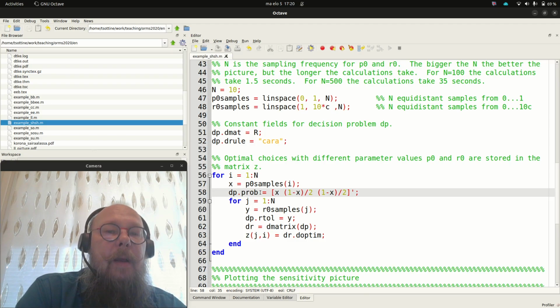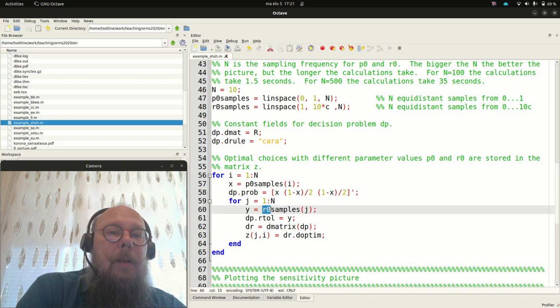So this is a varying field. This probability depends on i, or P0 samples at point i to be more precise. Then we do the same thing, but now with j. So this is the y-axis. It goes 1 to n also, and y will be the R0 samples at j. So this will set the risk tolerances from this vector R0 samples, a linear space from 1 to 10 times 100,000 with n different values.